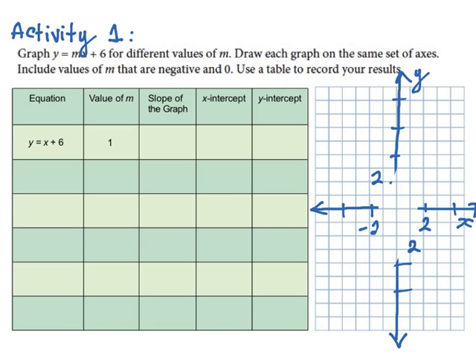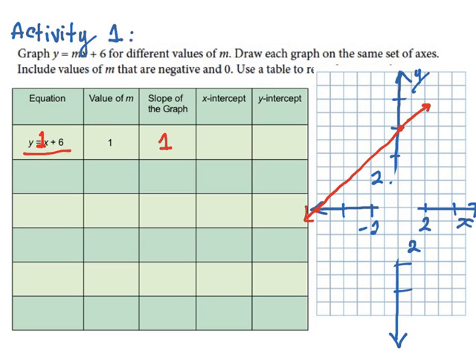The first equation is given to us. Y is equal to x plus 6. Notice there is no m value. This means that the m value is 1. 1 times x plus 6 is equal to y. That means m is equal to 1. Therefore, the slope is also equal to 1. And we're going to graph this on our grid.